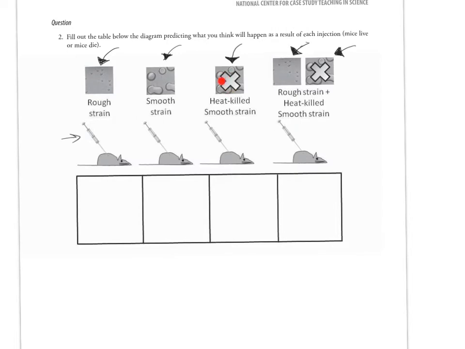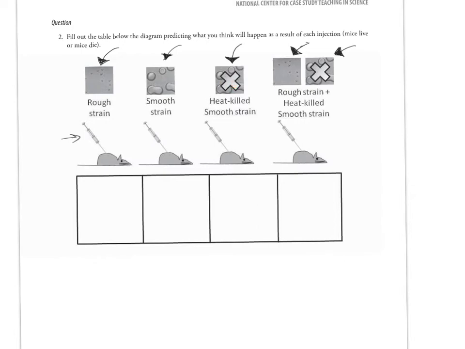Now, why would I heat kill the bacteria and then inject it into the mouse? Well, theoretically, I think you should understand that if I killed the bacteria and injected it, and the mouse died, then I know it might have something to do with the injection. It might have something to do with the fluid that the cells are in. It might be a toxin. It might be the bacteria is causing a toxin instead of an infection, right?